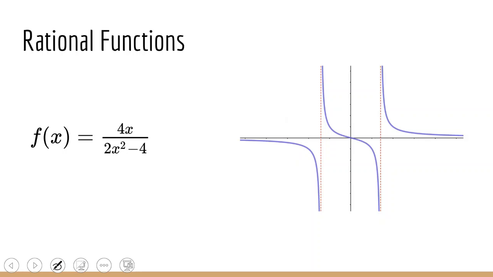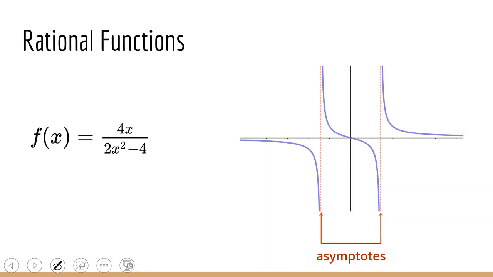So this is an example of the graph of a rational function. A special feature of the graphs of rational functions are these lines called asymptotes. Since we cannot divide by 0, at any place where the denominator is 0, we have these lines where the function would approach these lines, but never actually reach.